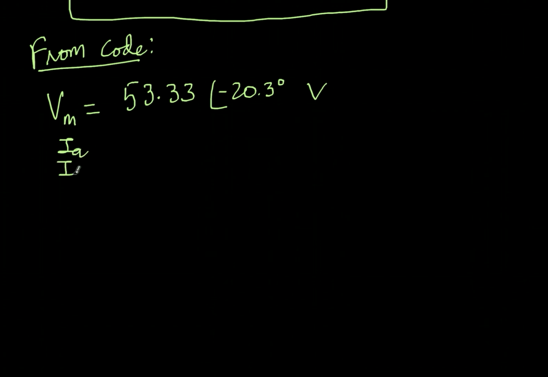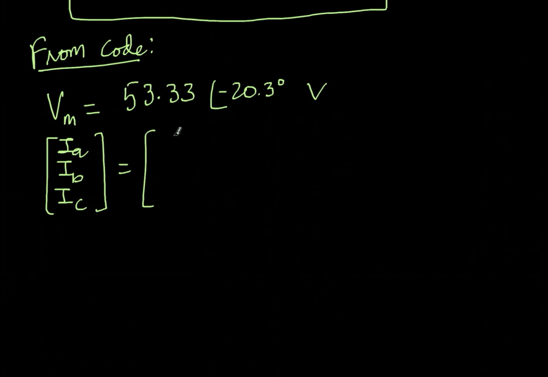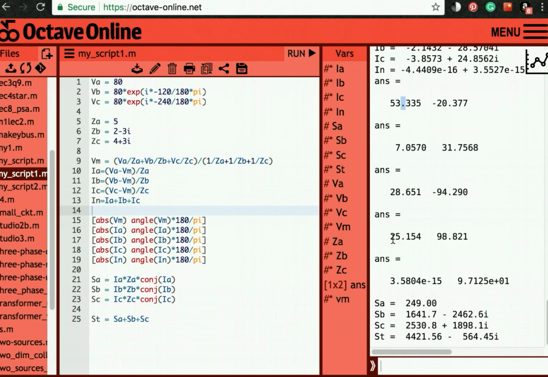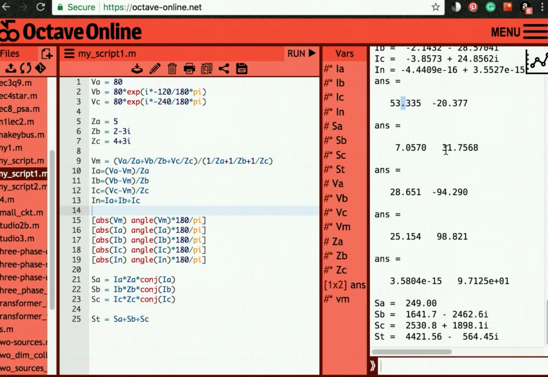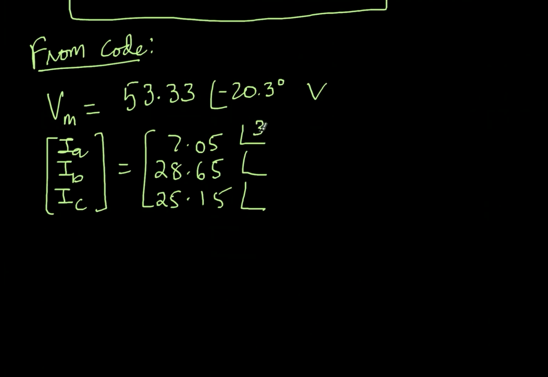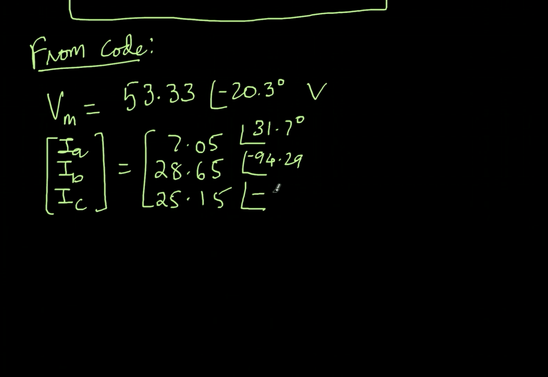Now I have IA, IB, and IC. Let me write it in the vector form. 7.05, 28.65, and 25.15. These are all magnitudes. Whereas the angles are also important: 31.7, 94.29, 94, and this is minus 98.8 degrees. This is in amperes.